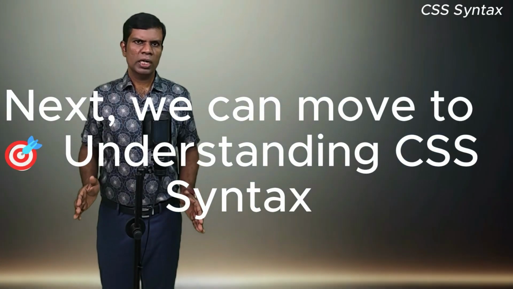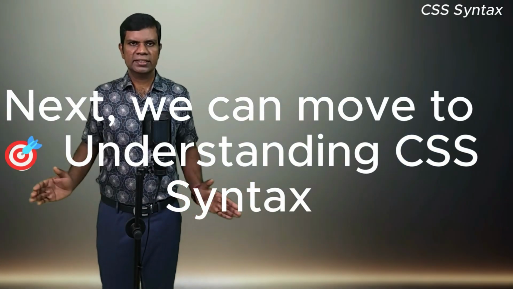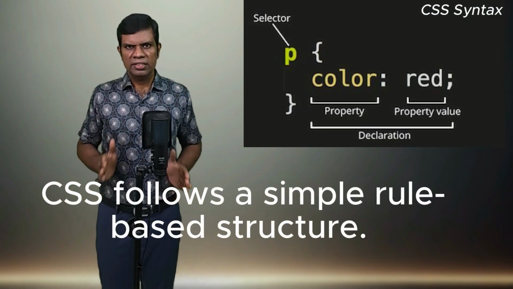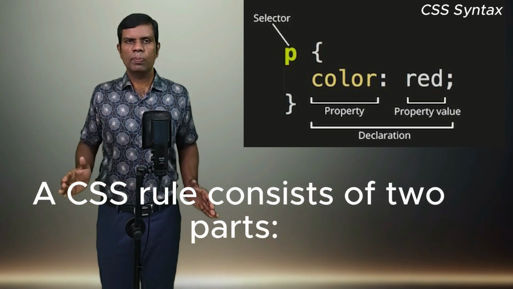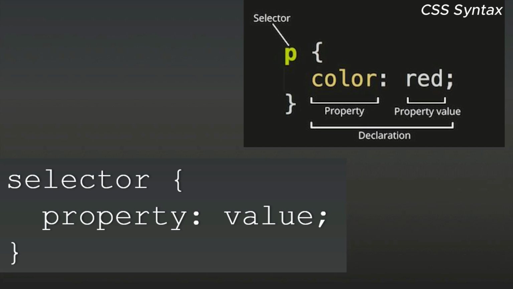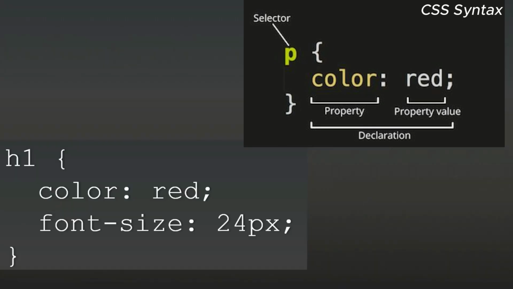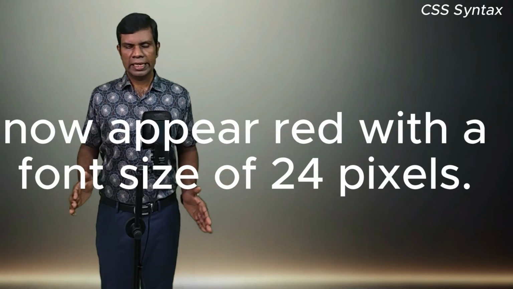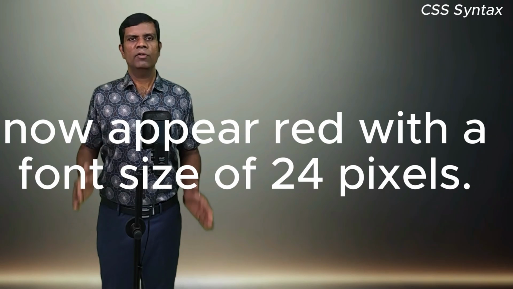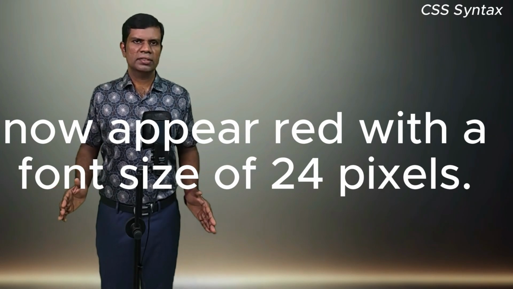Next, we can move to understanding CSS syntax. CSS follows a simple rule-based structure. A CSS rule consists of two parts. For example, this means all <h1> elements will now appear red with a font size of 24 pixels.